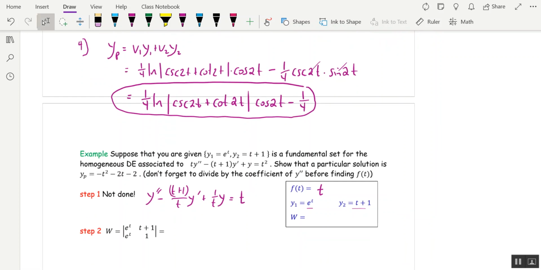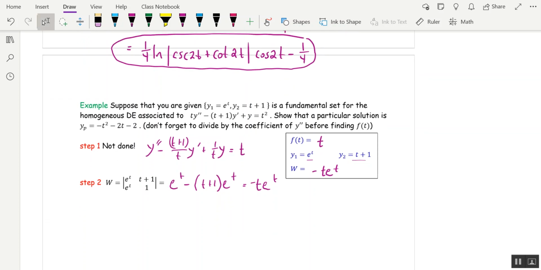All right, and the last thing we need in terms of ingredients is W. So I've started us out. I put y1 and y2, and then the derivatives on the second row. Now I'm going to take the determinant: e to the t minus (t plus 1) times e to the t, which is going to give me negative t e to the t. All right, and I'm good to go.